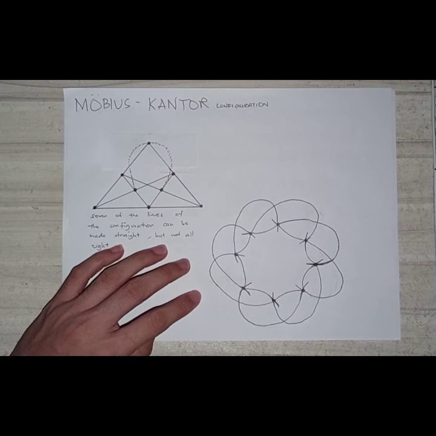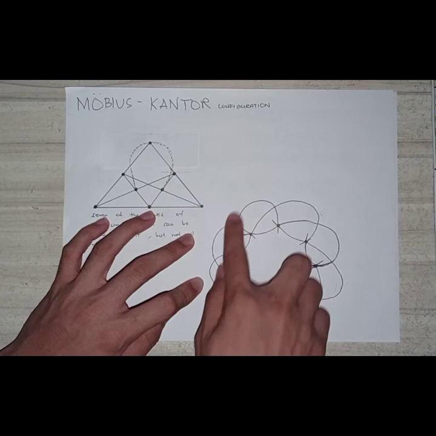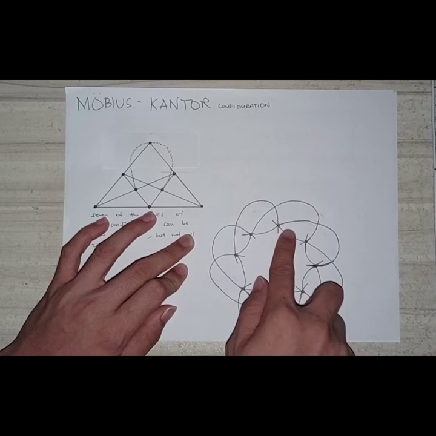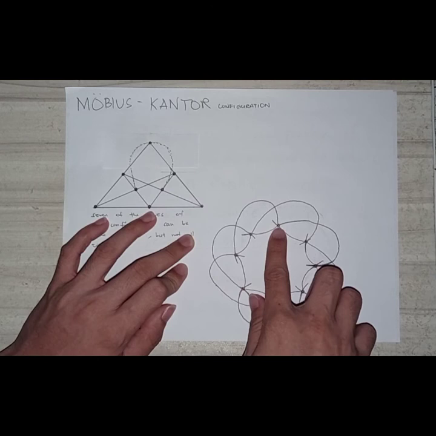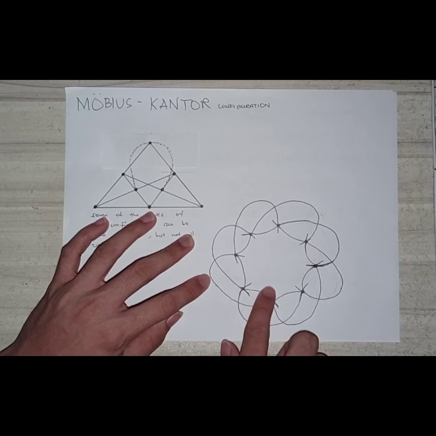Here we have 8 points, 1, 2, 3, 4, 5, 6, 7, 8, and 8 lines, 1, 2, 3, 4, 5, 6, 7, and 8. And 3 points on each line. So we have this point here. It has 3 lines, 1, 2, and 3. And this one point here also has 3 lines. So you can see this 1, 2, and this 3, this third line. And 3 lines through each point.